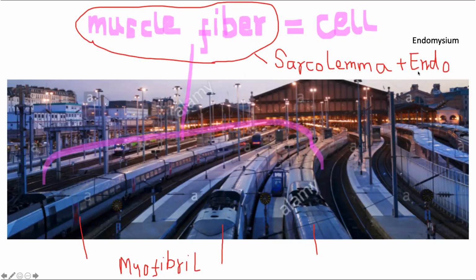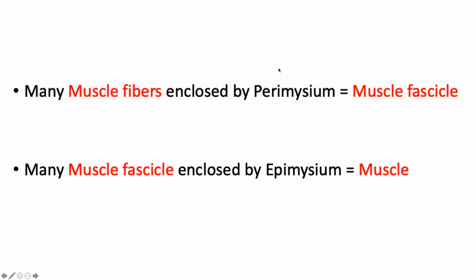And that is again covered with the endomysium. That is what we call a muscle cell fiber. Muscle cell fiber is equivalent to a cell because it has now a cell membrane, which is what we call sarcolemma in the muscle cell. So many muscle cell fibers, enclosed by perimysium, is a muscle cell fascicle, and many muscle cell fascicles enclosed by epimysium is the muscle cell organ, which is something we can see and we can feel and we can touch.